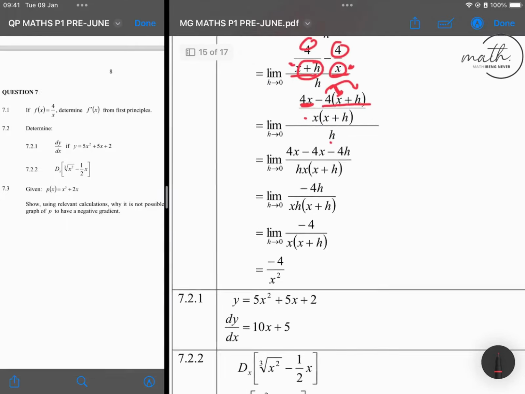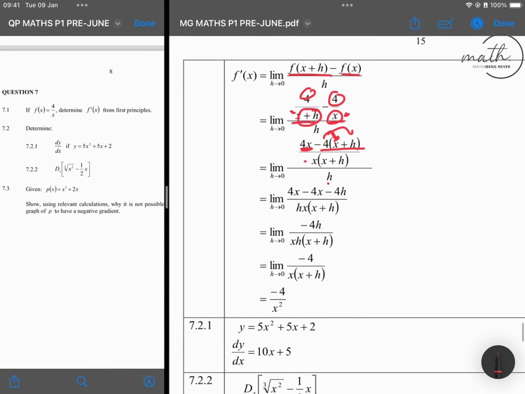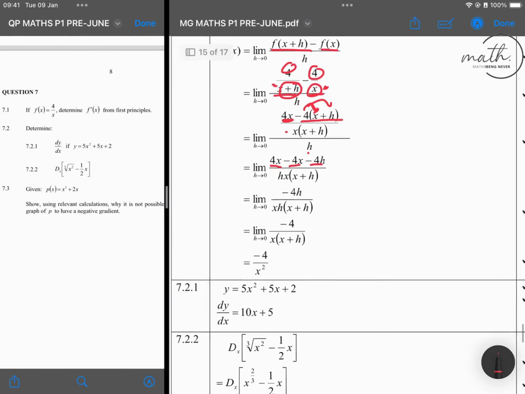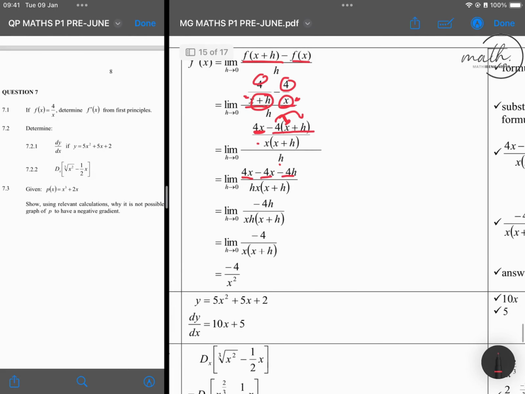You're going to have 4x minus 4x minus 4h. Then the minus 4x cancels out, so these take each other out. Now another thing that happened here was when they were simplifying, they had 4x minus 4x minus 4h all over x times x plus h.